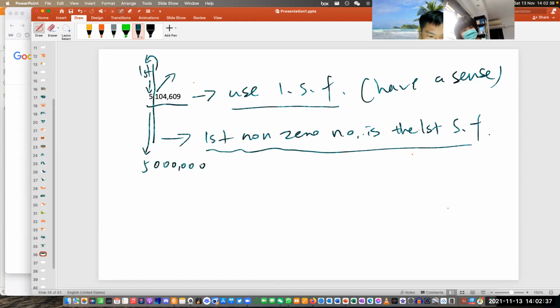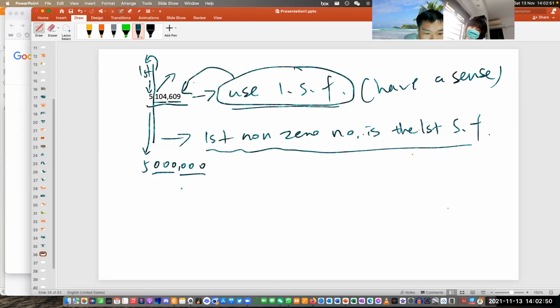Then the rest you just replace with 0. You have six digits here, so after the 5 you put six 0s. This is called using one significant figure to estimate this number. So the answer is 5 million if you use one significant figure.